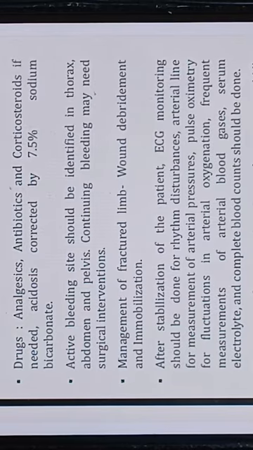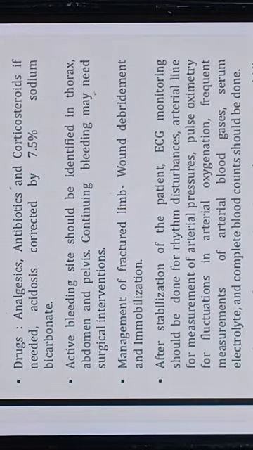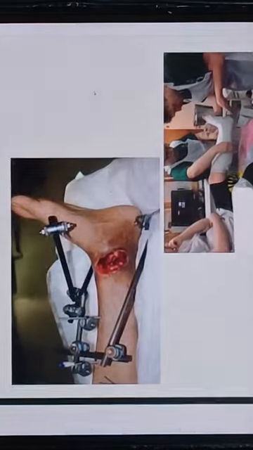After stabilization of the patient, ECG monitoring should be done for rhythm disturbances, an arterial line for measurement of arterial pressure, and a pulse oximeter for fluctuation in the arterial oxygenation. Frequent measurement of the arterial blood gases, serum electrolytes, and complete blood count should be done. End point of resuscitation: serum lactate less than 4 millimole per liter, no base excess, vitals within normal limits.